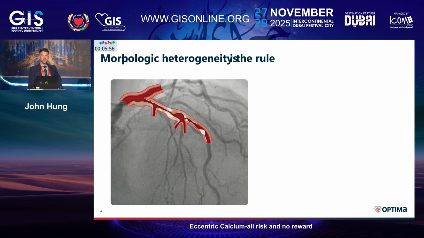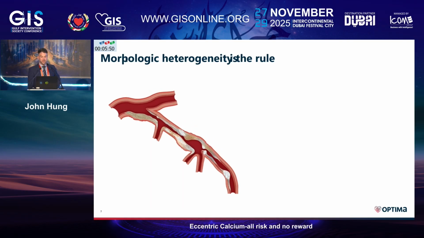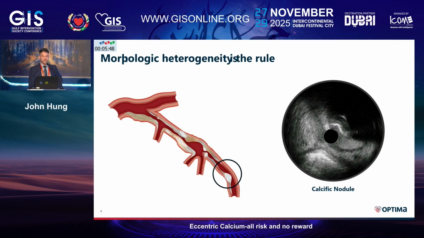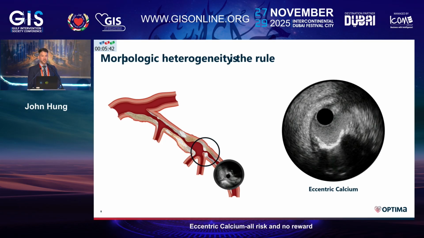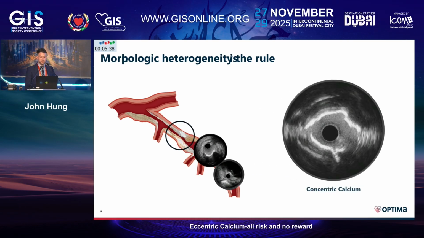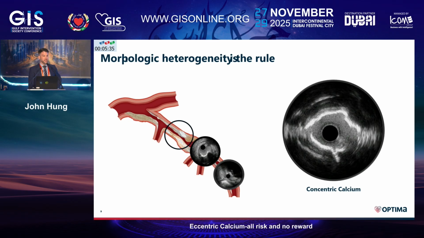In a long calcific lesion like this one, we almost always see multiple different morphologies. For example, more distally, we can see a calcific nodule. In the mid, there is a plate of eccentric calcium. And more proximally, there is near enough concentric calcium.